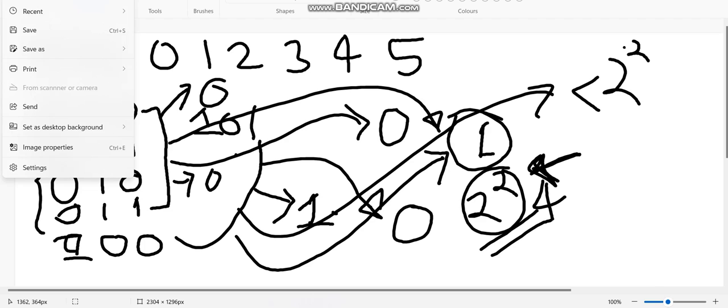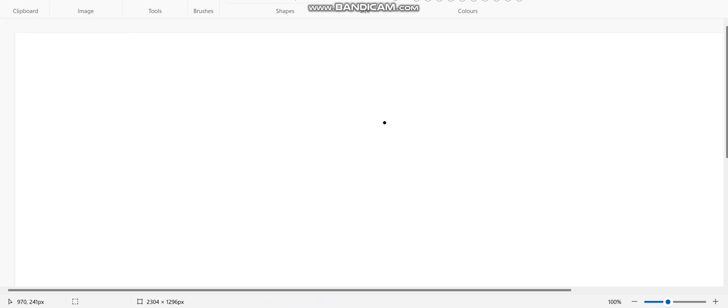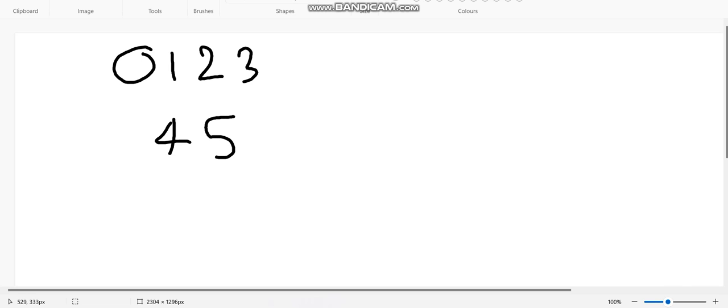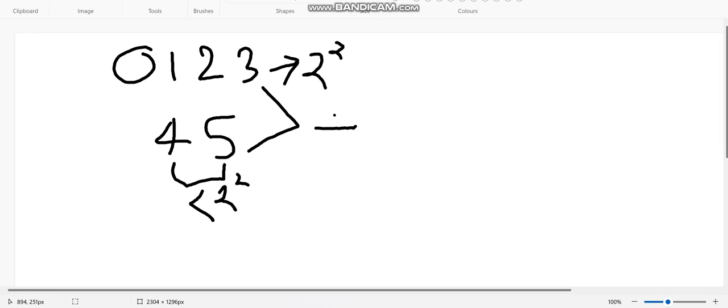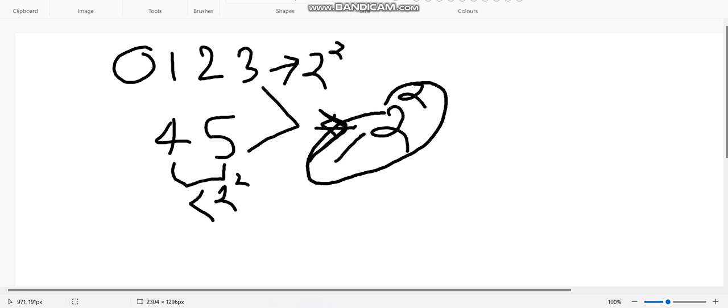I will tell you in another file. Okay, so 0, 1, 2, 3 are in one set and 4 and 5 are in the other set. If you make XOR from here, it will be less than 2 to the power 2. If you make XOR from here, it will be less than 2 to the power 2. If you make XOR from here, definitely it will be greater than or equal to 2 to the power 2. Am I right? So if you want to minimize that particular zone, you can go up to 2 to the power 2.